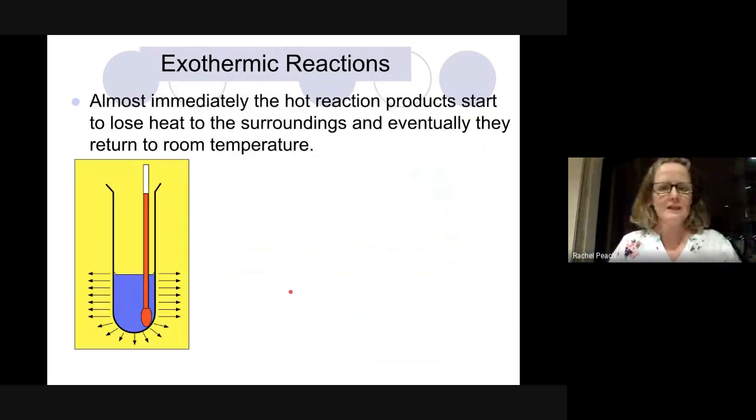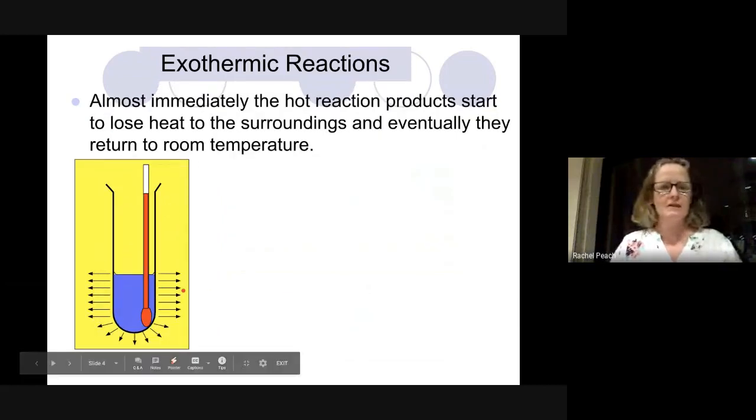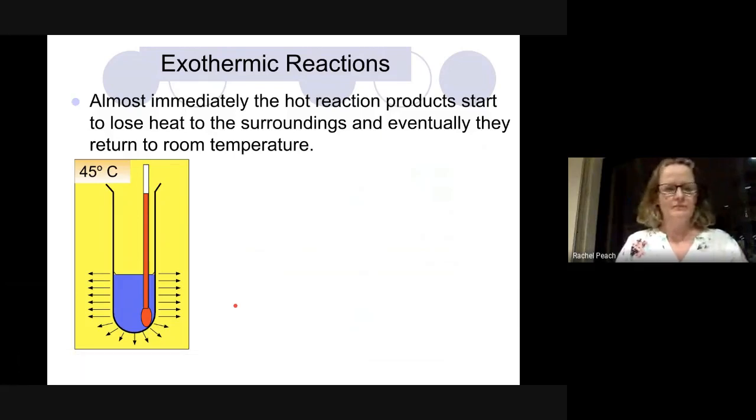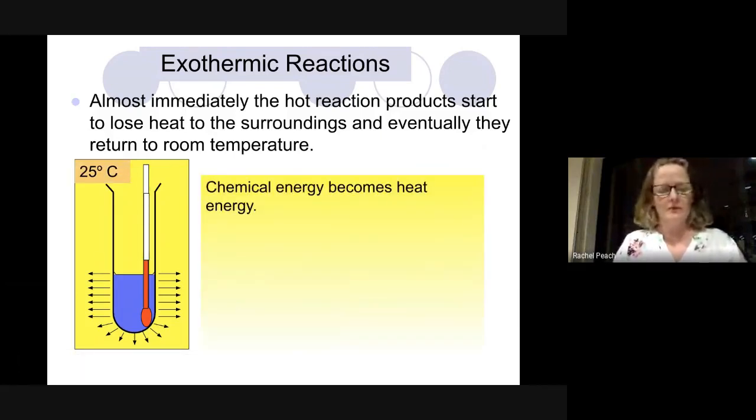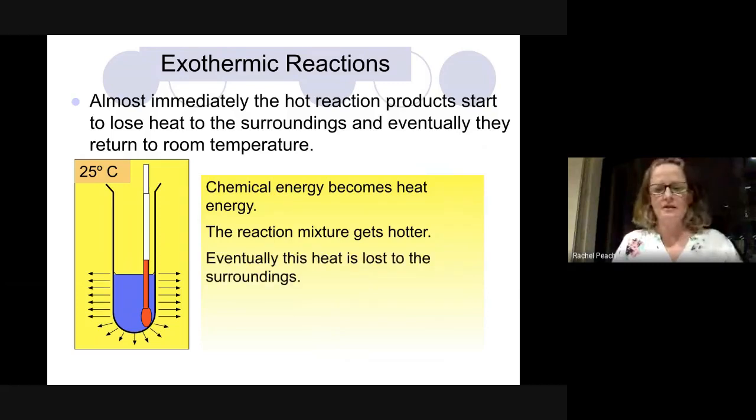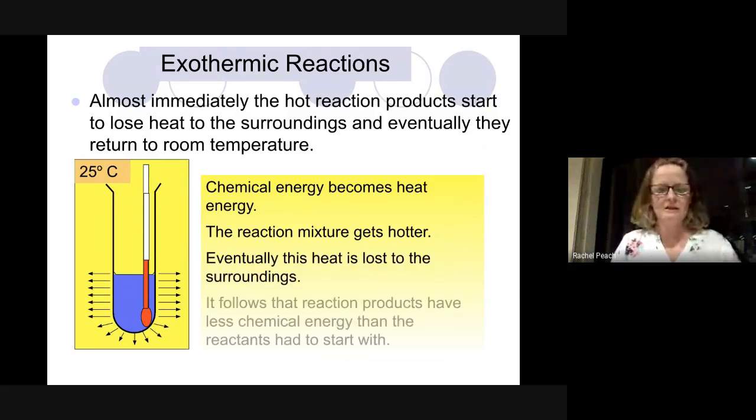And almost immediately, the hot reaction starts to lose heat to the surroundings, and eventually it will cool back down to room temperature. So the sequence is that chemical energy becomes heat energy, the reaction gets hot, and then heat is lost to the surroundings. So it follows that the reaction products have less chemical energy than the reactants had to start with.